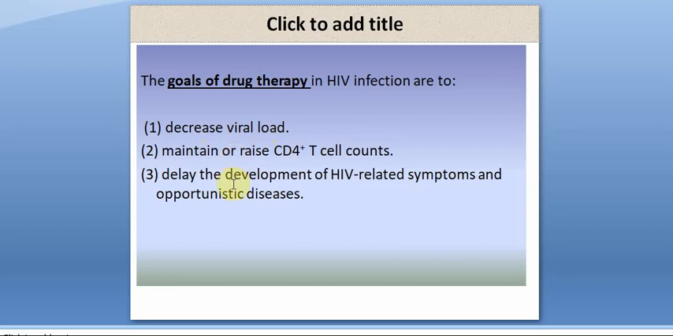Next, it will also delay the development of HIV related symptoms, and it will also delay the opportunistic diseases that are caused because of HIV infection. We have already seen these opportunistic diseases like candidiasis, then scabies, psoriasis and other skin infections, herpes, syphilis, tuberculosis, influenza, pneumonia. All these are the opportunistic diseases. So that also will usually reduce if you continuously take the HIV treatment.